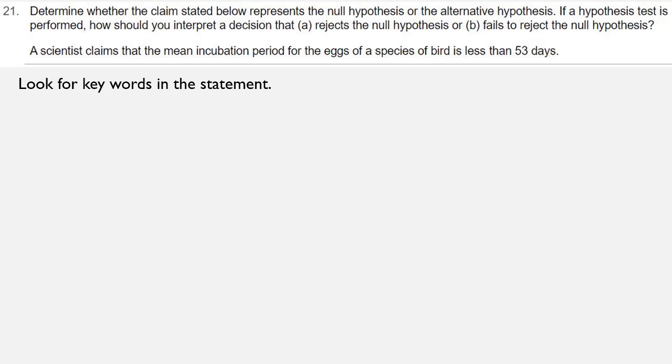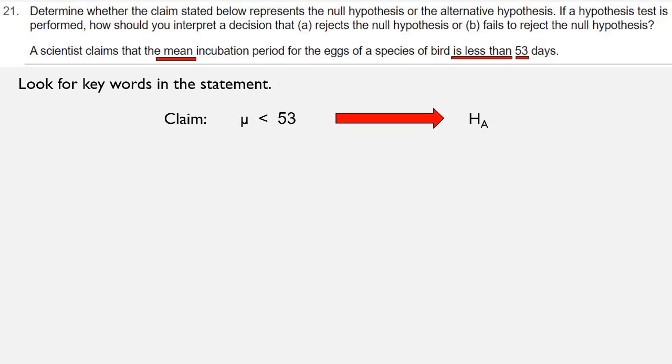So, we're going to look for keywords in the statement. We see mean less than 53. So that's our first claim. The claim is that the mean is less than 53. We need to know whether that's the null hypothesis or the alternative hypothesis. Since that does not have any statement of equality in it, that makes it the alternative hypothesis, HA.